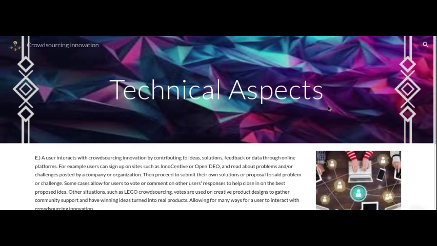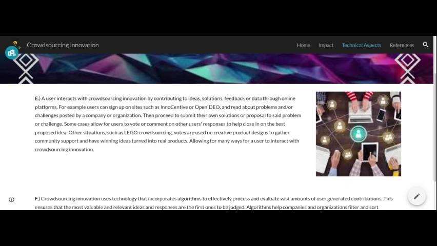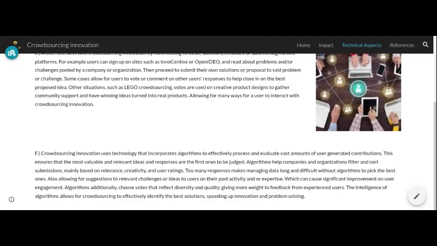Going to technical aspects: how people interact with this isn't very difficult. Just sign up online for something like Inexpensive or OpenIDEO and comment on whatever challenges they have, or comment on other people's responses to their challenges, which helps narrow down the idea or problem they were trying to solve. Your response is very important to crowdsourcing because it gives the person with the challenge an idea of what you were trying to do, what you want, and how this could be improved.